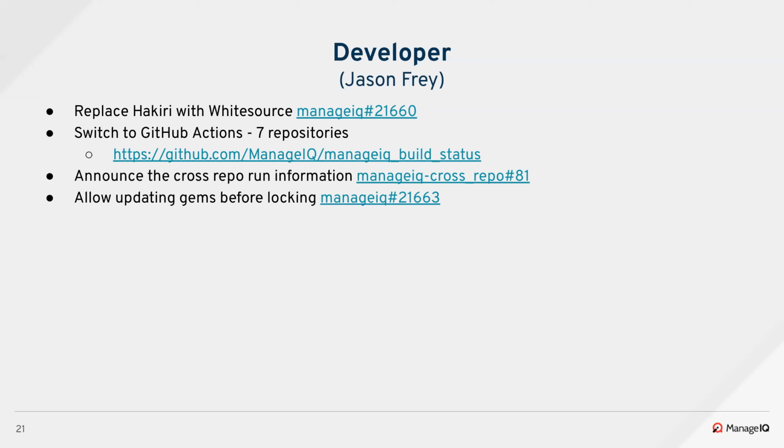Joe added a change to announce the cross repo run information. When we run cross repo, this just prints out the information that it knows. It's mostly useful for local development, but also when you run your build, you can verify that it's actually doing the right thing because you can see it.